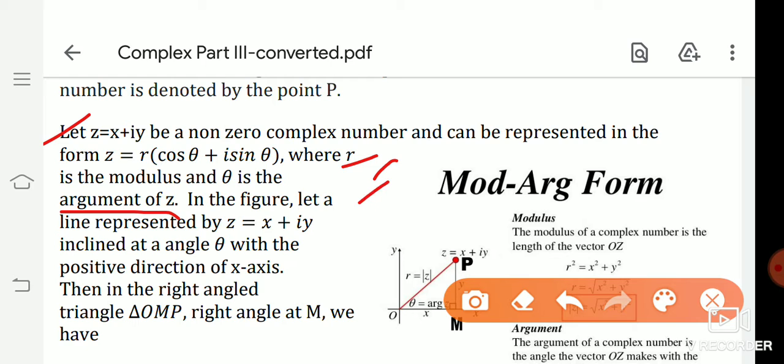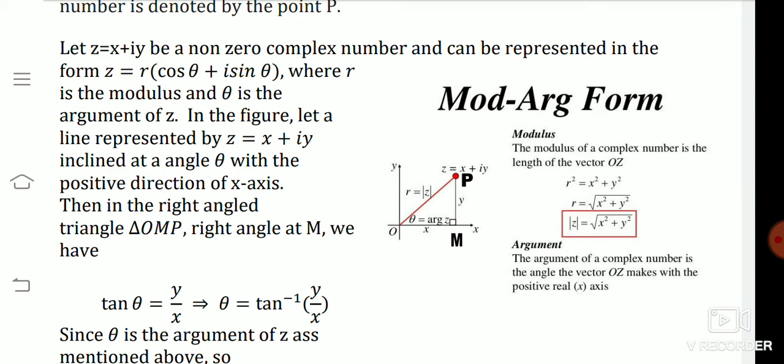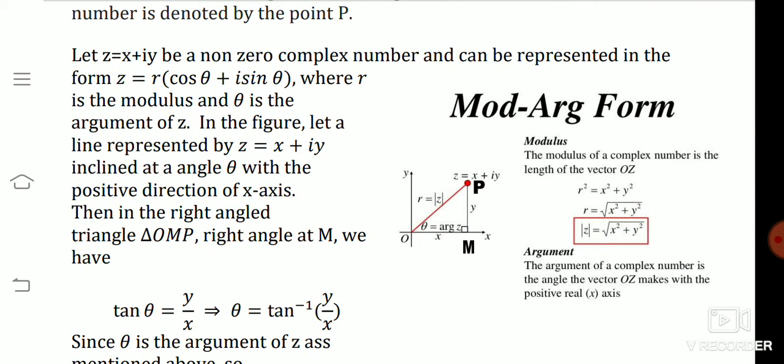In the figure, let a line represent z equal to x plus iy. See, here one figure is given. Here one plane is given, with one point P, in which you can see that one complex number is represented by a red line starting from the origin, and we have represented the complex number as z equal to x plus iy. It is inclined at an angle of theta with the positive direction of the axis. You can also clearly say from the above figure that the angle inclined by that point P with the x-axis, or you can say the real axis, is theta, positive.